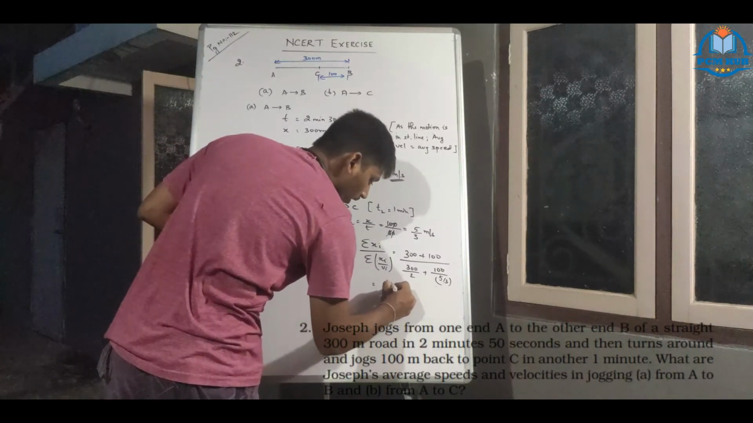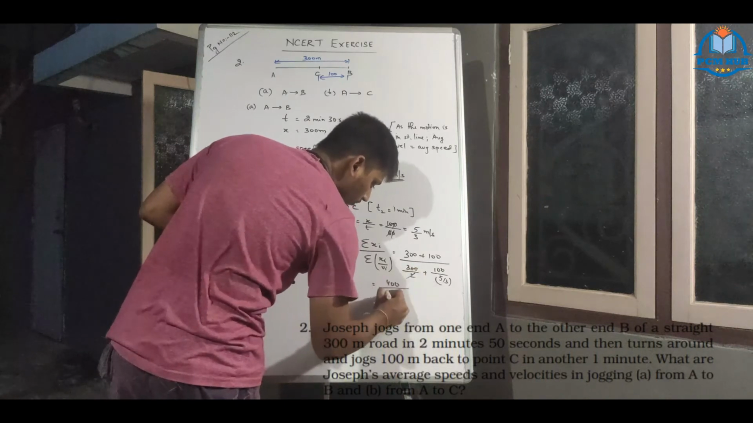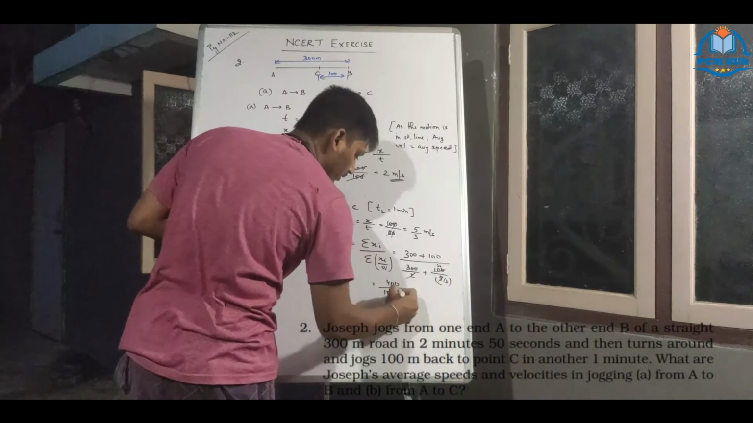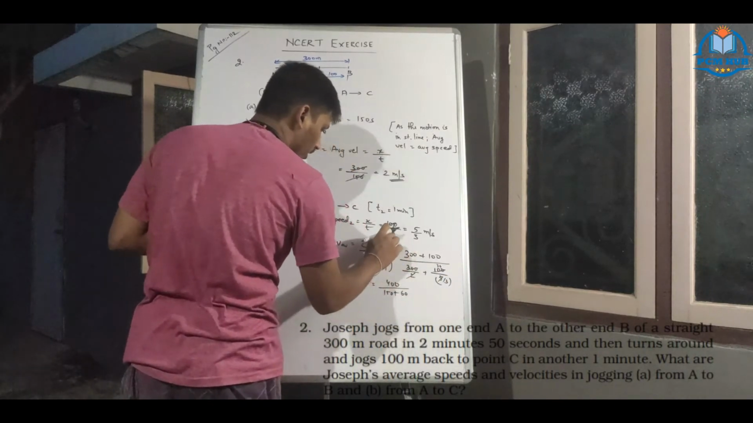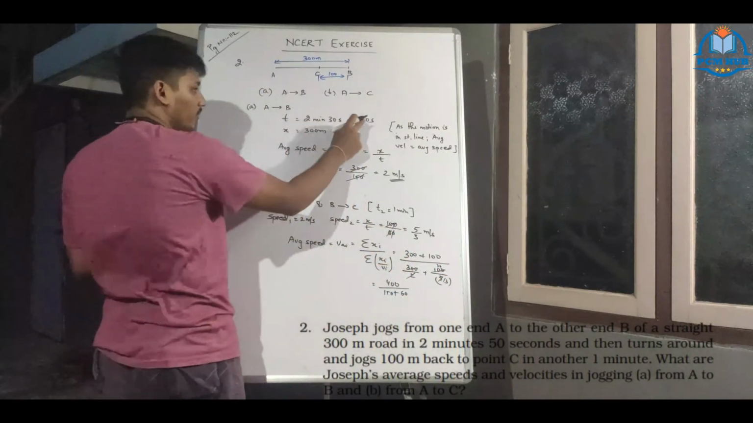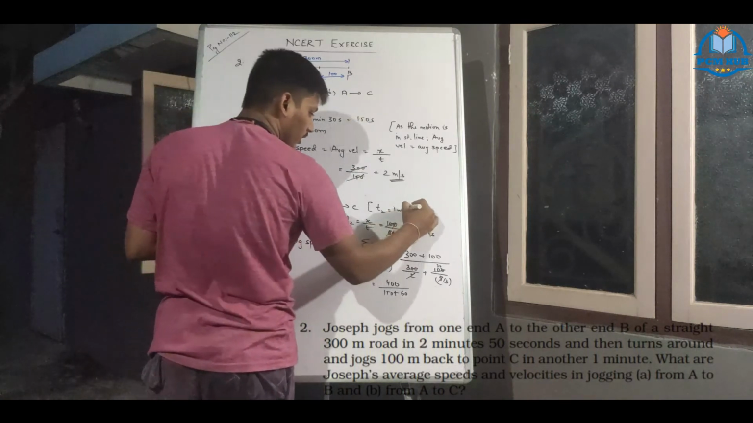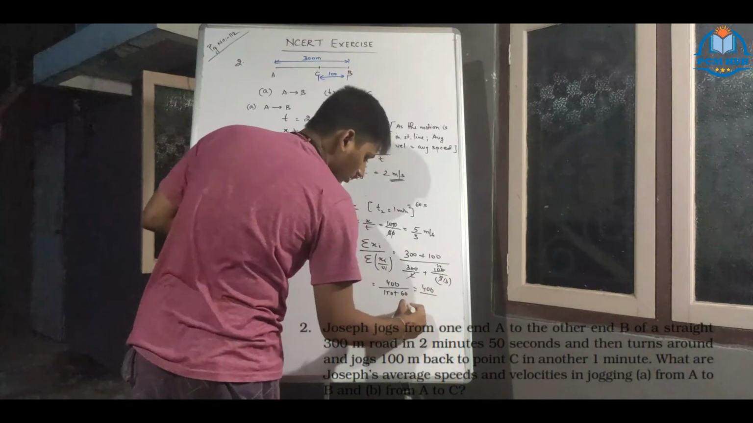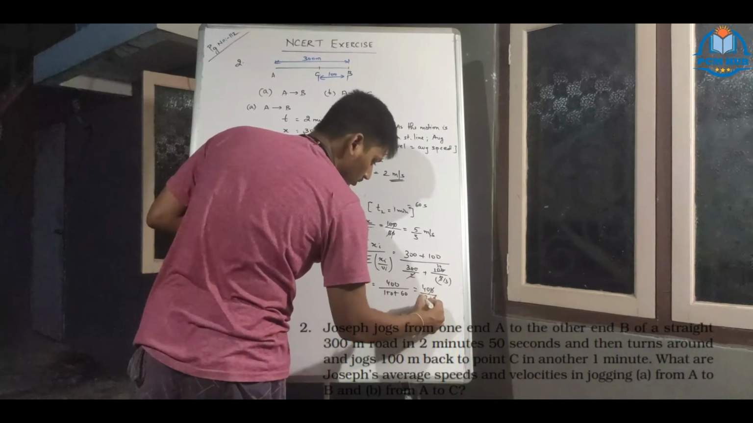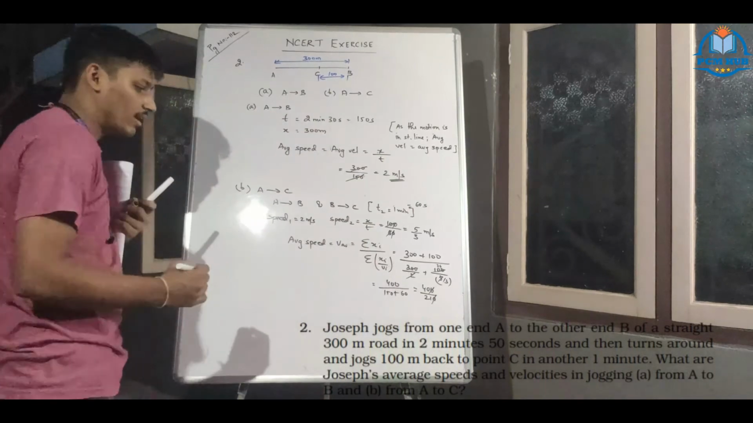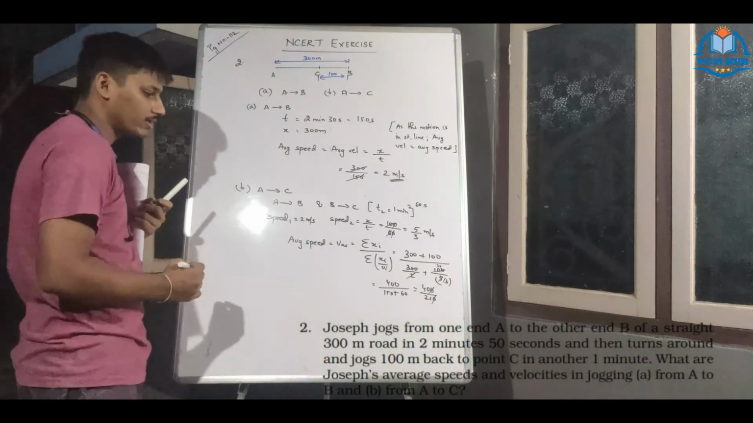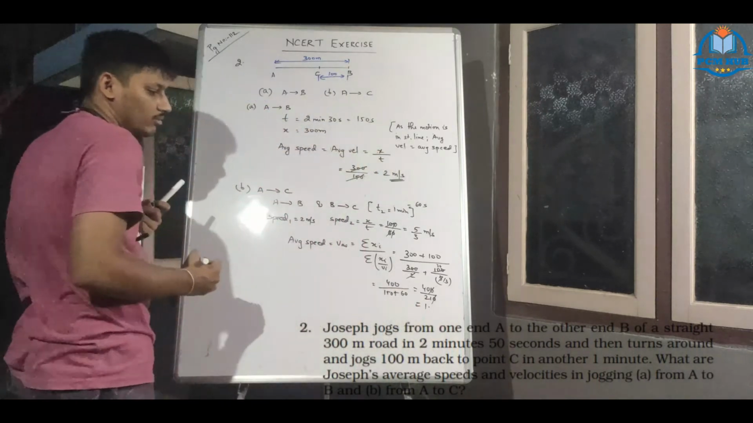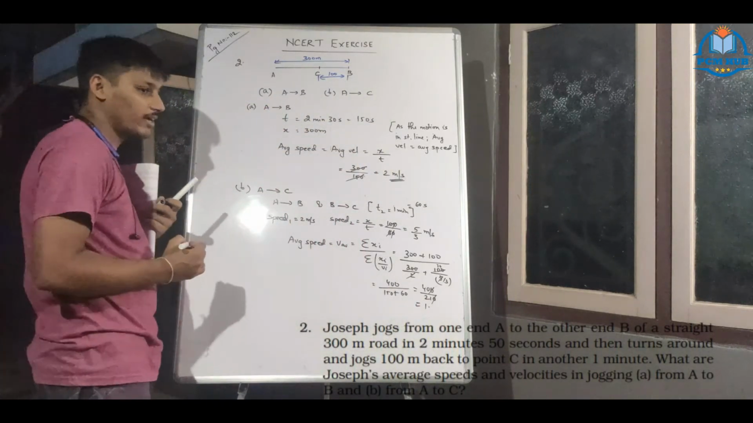So it is 400 divided by 150 plus 60. Look at the time: the time interval here is 150 seconds, and the time interval here is 60 seconds. So 400 by 150 plus 60, which is 210. The zeros cancel. 40 by 21. How much is 40 by 21? 21 ones are 21.